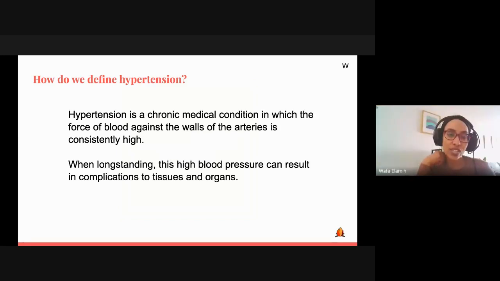First off, we're going to start by knowing how we define hypertension. Hypertension is a chronic medical condition where the force of the blood against the walls in the arteries is consistently high. This becomes a problem when it's long-standing because this high blood pressure in the vessels can lead to complications at a cellular level and then to the tissues and organs of the body.